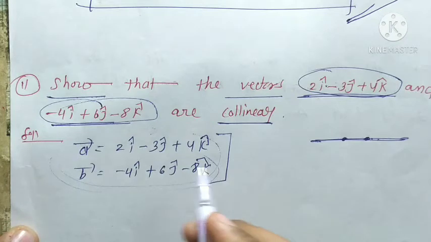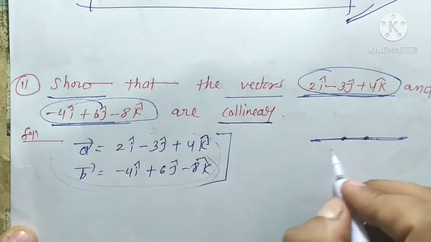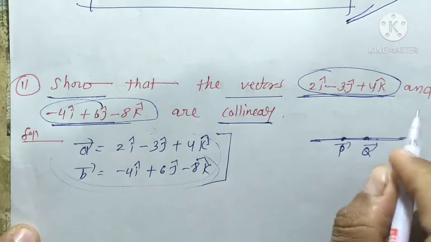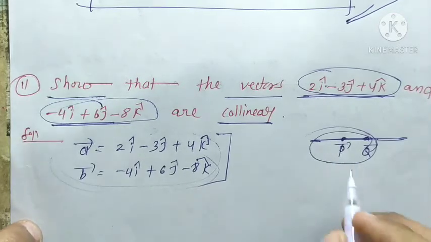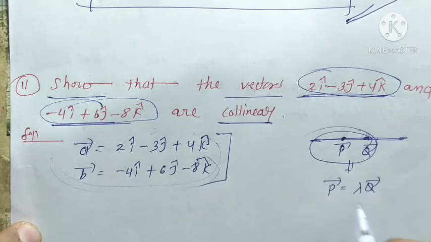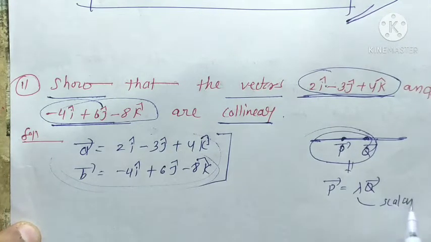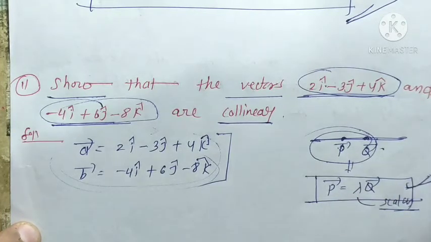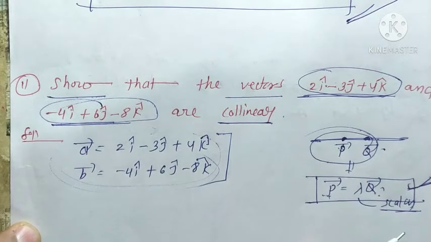How do we prove that these two vectors are collinear? If we have a vector p and a vector q, and we assume that both are collinear, then what is the condition? p is equal to lambda q, where lambda is any scalar. If both vectors satisfy this condition, then we say that they are collinear with each other.